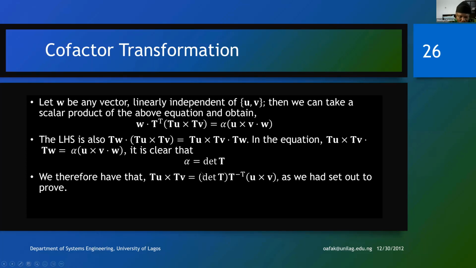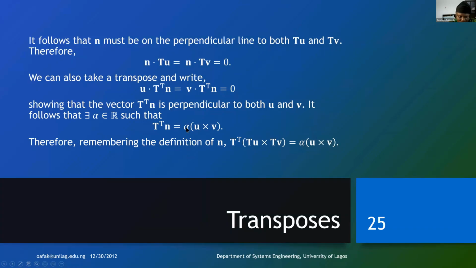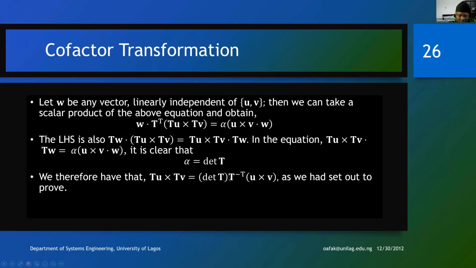So if we change alpha here to the determinant of T, this last expression now becomes that TU cross TV is the determinant of T times T inverse transpose into U cross V. That means that what we have at the beginning of this is simply the cofactor, because we are told that TU cross TV is simply the cofactor operating on U cross V. So this is the cofactor, which proves the first definition we gave.